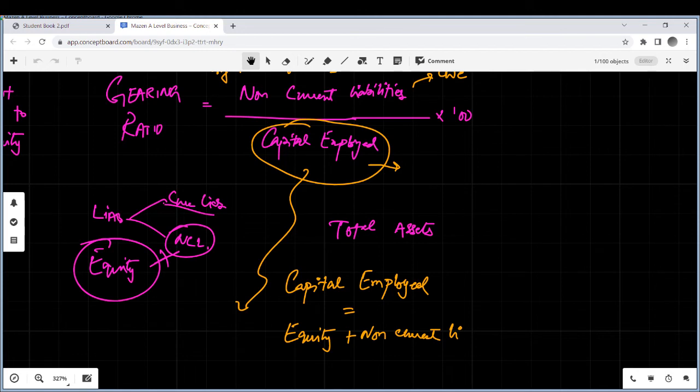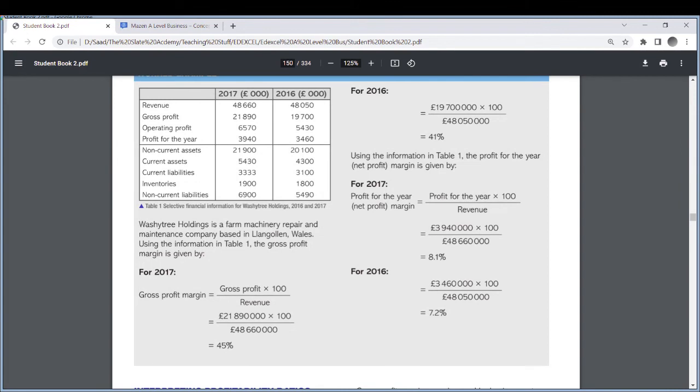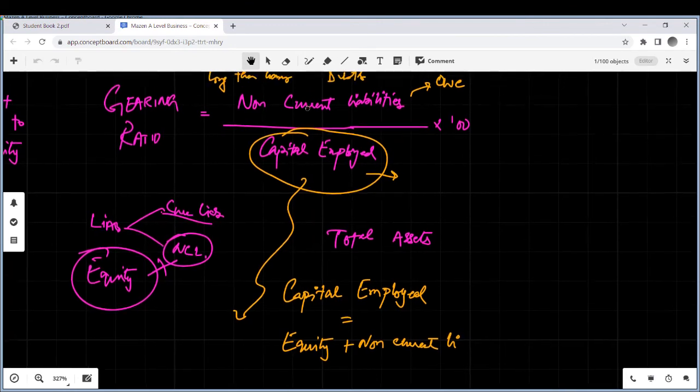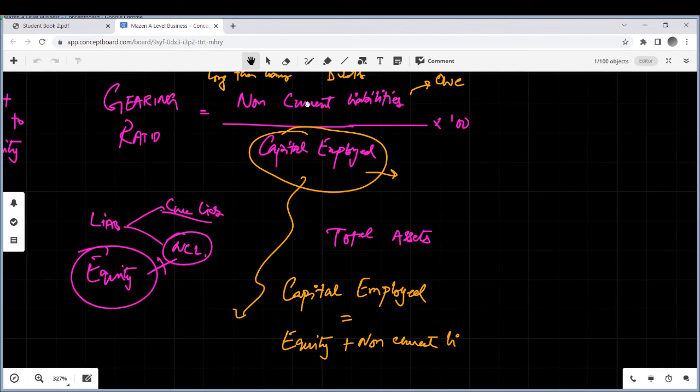Can we find non-current liabilities in the financial statements of a business? They are given in the financial statements of a business. They're given in the statement of financial position. See, these are the extracts of financial statements of the business, and here they say non-current liabilities. So to calculate the gearing ratio, non-current liabilities I'll straight away get from the balance sheet of the business.